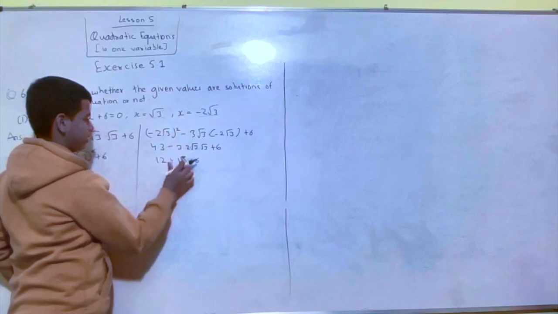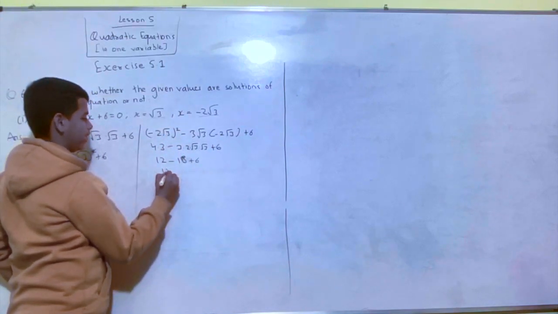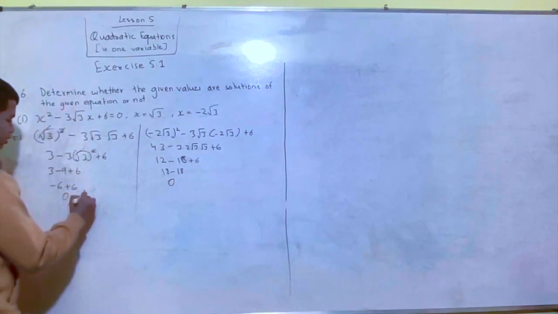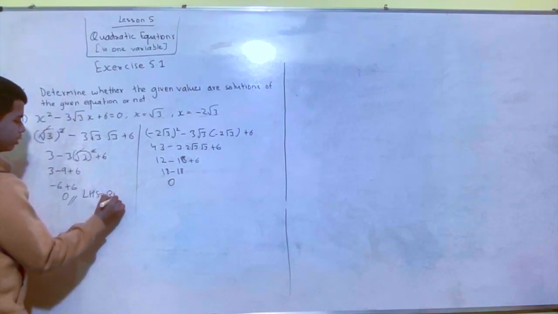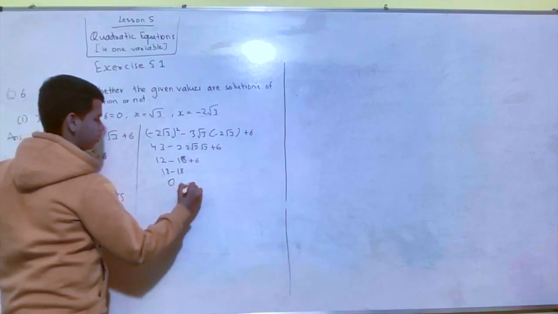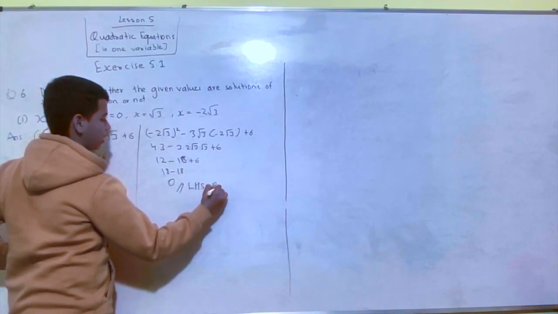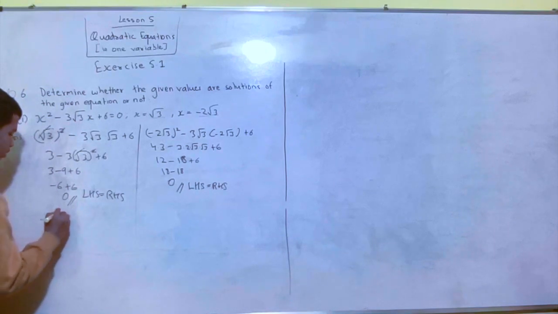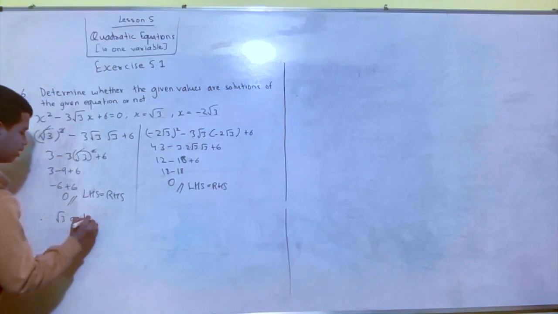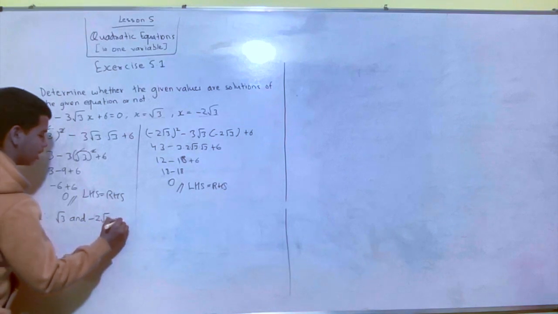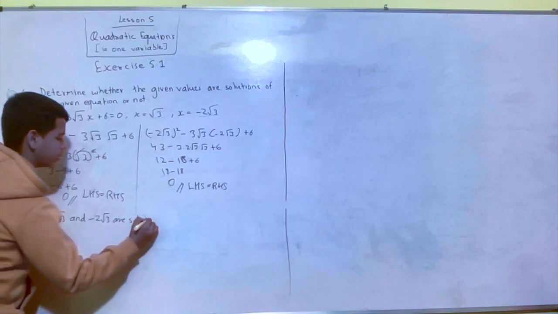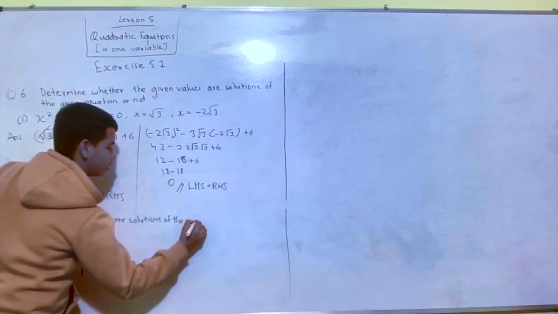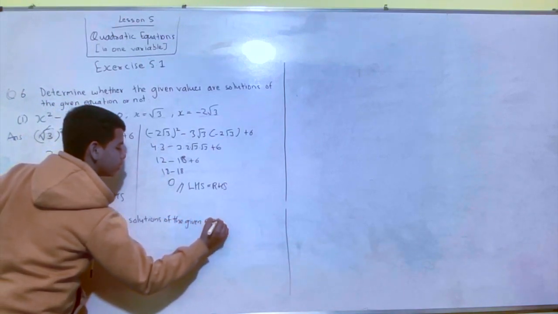Sorry, it should be minus. So here I get 18 minus 18, which is 0. So again, here also LHS is equal to RHS, and here also LHS is equal to RHS. Therefore, we can conclude that root 3 and minus 2 root 3 are solutions of the given equation.